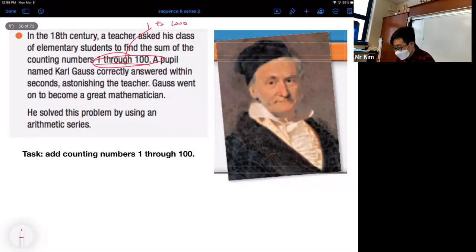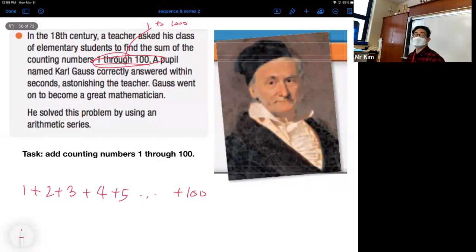A pupil named Carl Gauss correctly answered within seconds, astonishing the teacher. Now, I'm just going to go with the context that was given. If you ask any elementary school student that's 7, 8, 9 years old, or rewind the clock about 6, 7, 8 years ago, and I gave you the same question, what would you most likely do if I asked you to add 1 through 100? Just start listing them out, right? 1 plus 2 plus 3 plus, as any normal kid would do. But going all the way to 100 would be very tedious for a 7, 8, 9 year old.